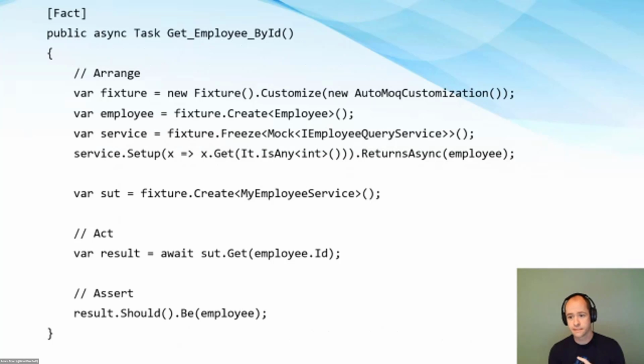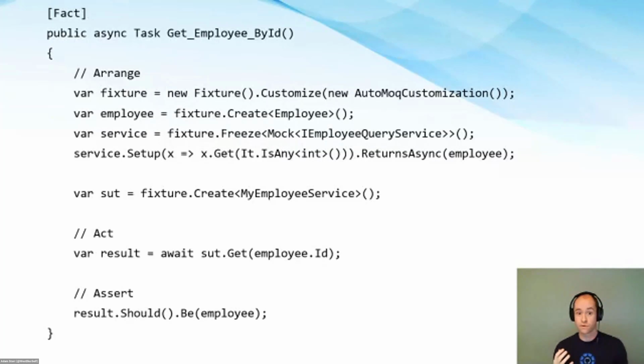So this is a more complex scenario, but it will make sense as I talk you through it. We're spinning up a fixture, as we would at the beginning. And what we're doing is saying I want to customize this fixture with an auto mock customization. This allows AutoFixture and Moq, the mocking framework, to merge together and work together to give you the things that you want. You're then saying, okay, create me an employee POCO instance so I can use that. Great. And then we come to this concept of freezing. And as I said earlier, it says freeze whatever it is that you've specified so I can use it later.